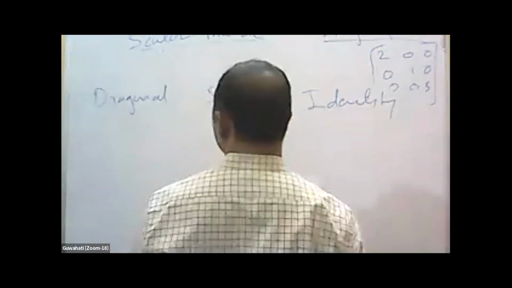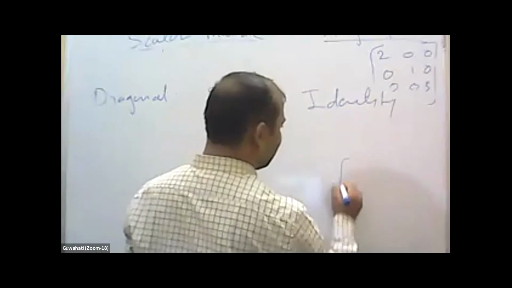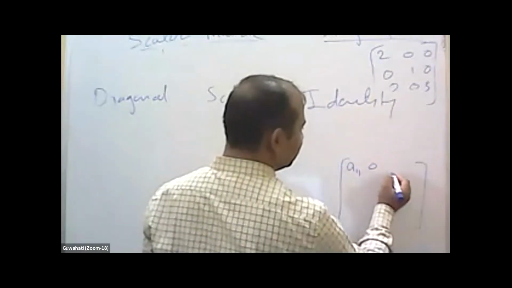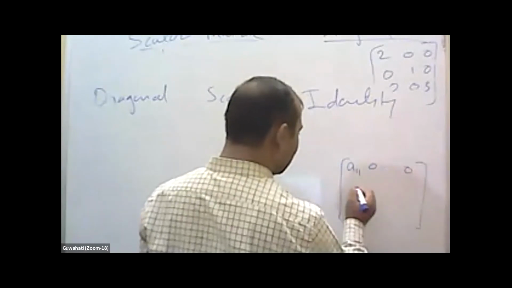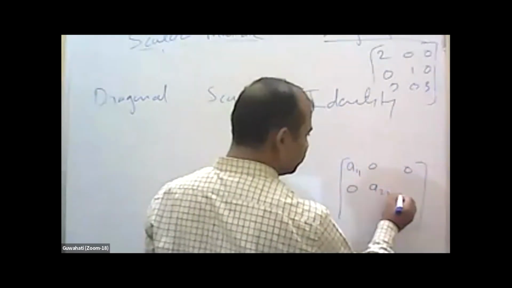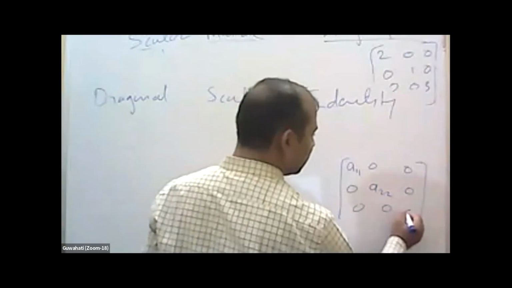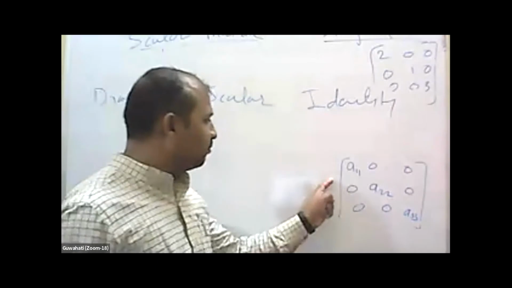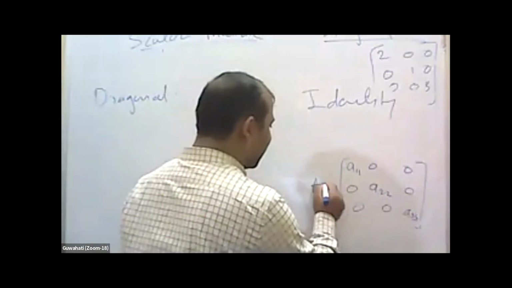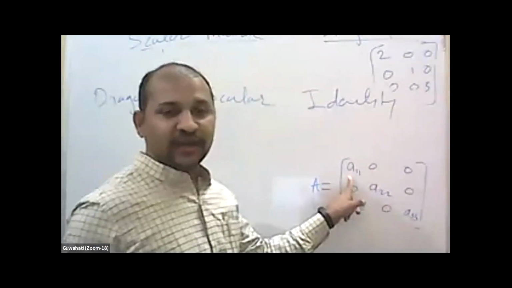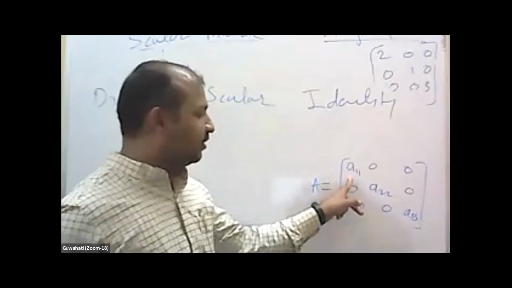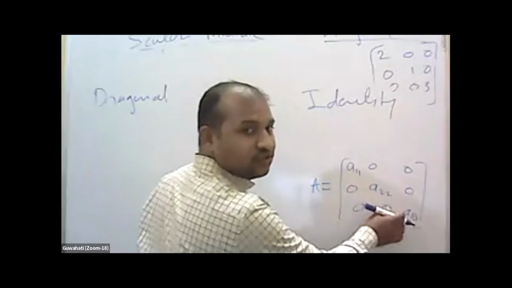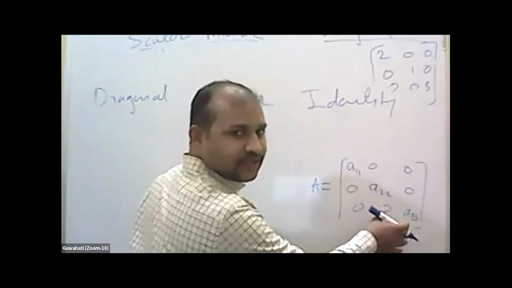Identity. Okay. So now what will happen? Suppose this is your general representation: A11, 0, 0 in all the cases, 0, A22, 0, 0, 0, A33. So this is a general matrix, right? So when can we say this particular matrix A is a diagonal matrix? If all the diagonals should not be 0, not all necessarily.